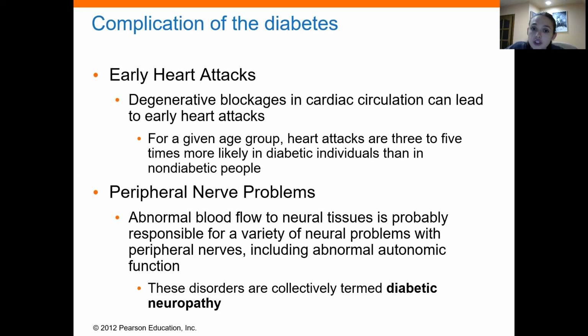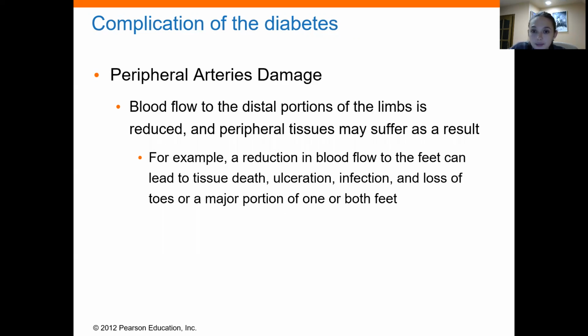Early heart attacks: degenerative blockage in the cardiac circulation can lead to an early heart attack. For a given age group, heart attacks are 3 to 5 times more likely in diabetic individuals than in non-diabetic people. Peripheral nerve problems: abnormal blood flow to neural tissue is probably responsible for a variety of problems with peripheral nerves, including abnormal autonomic function. These disorders are collectively termed diabetic neuropathy.